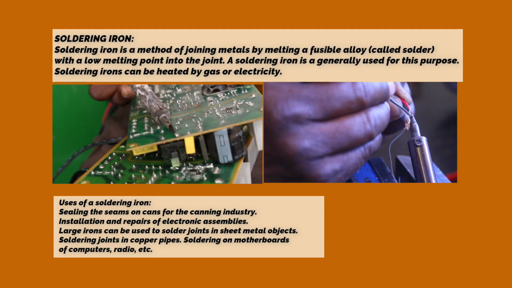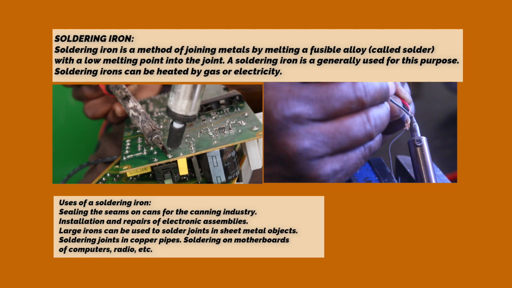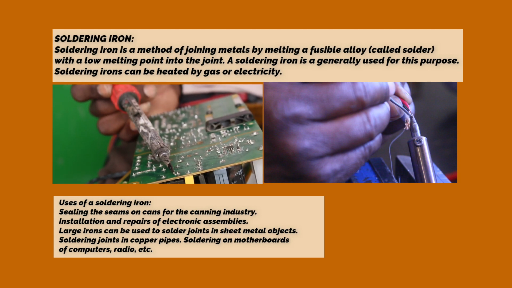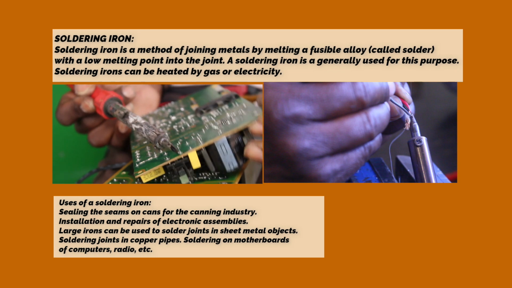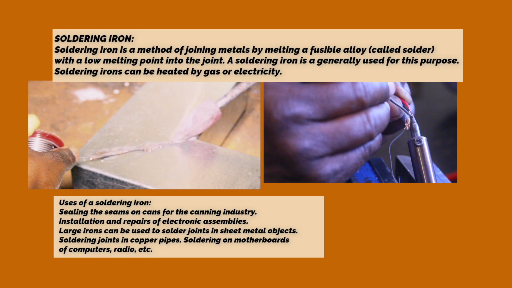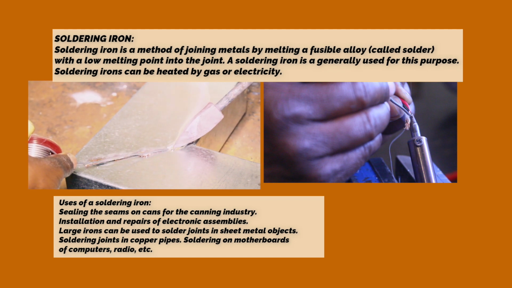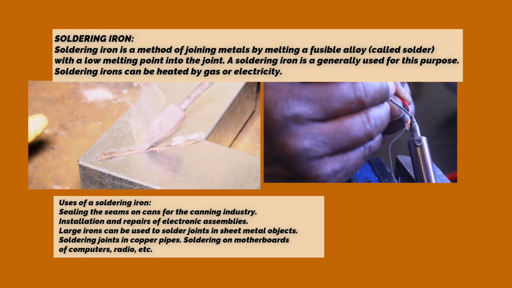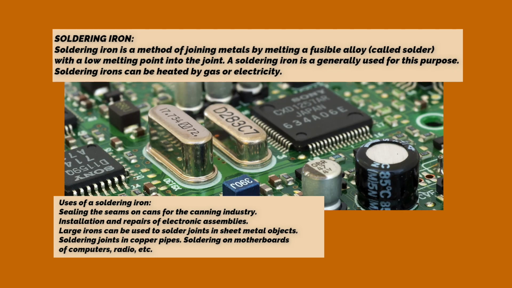Uses of soldering iron. 1. Sealing the seams on cans for the canning industry. 2. Installation and repairs of electronic assemblies. 3. Large irons can be used to solder joints in sheet metal objects. 4. Soldering joints in copper pipes. 5. Soldering on motherboards of computers, radio, etc.